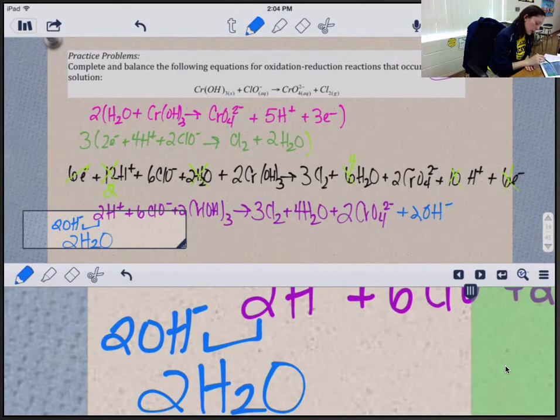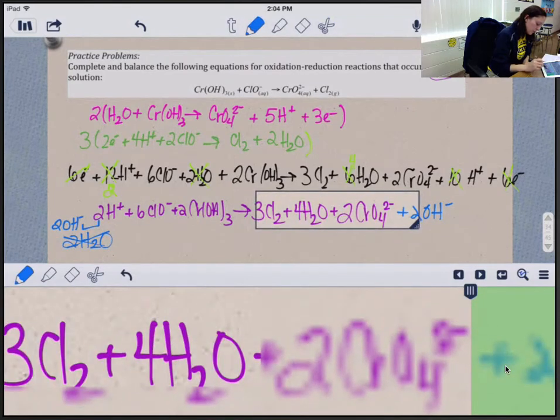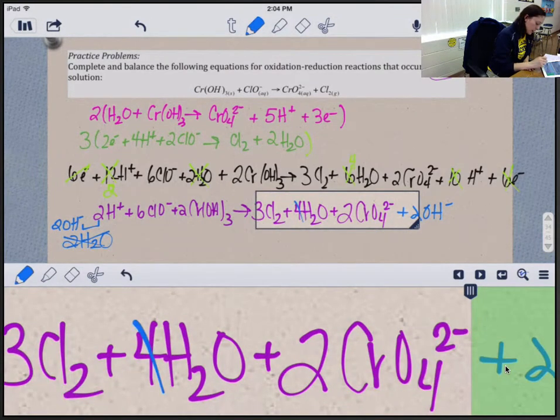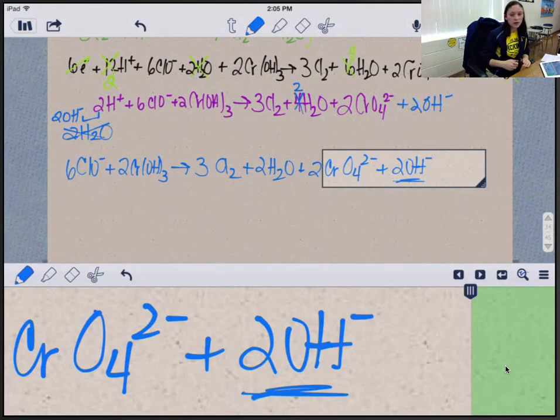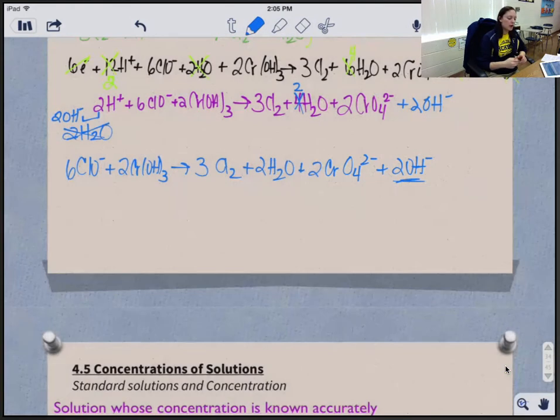Well, I had 2 waters on the left now. That should cancel with these 4. So I end up with just 2 waters on the right. My final reaction. If it's basic, we should have extra OH-. If it's acidic, you should have extra H+.